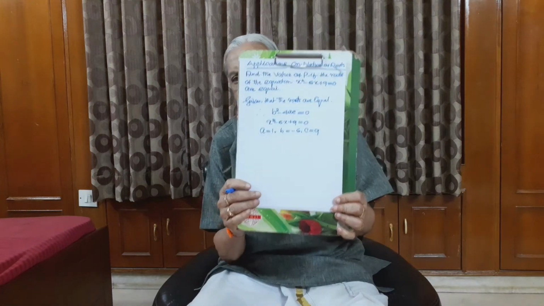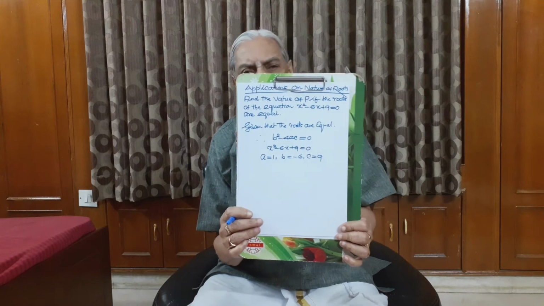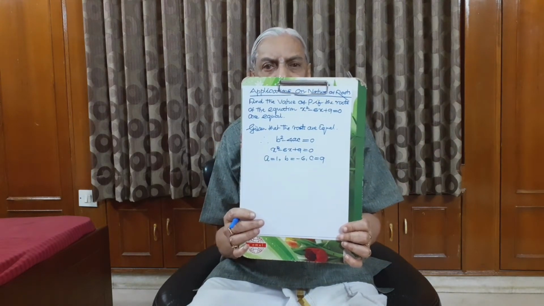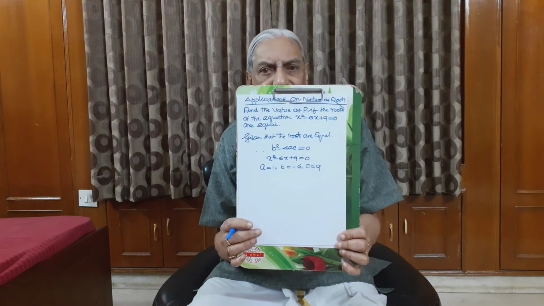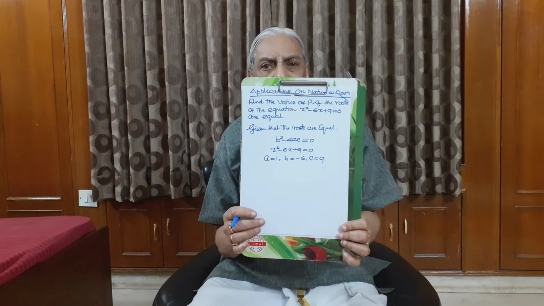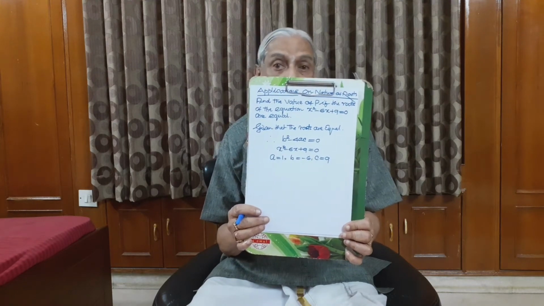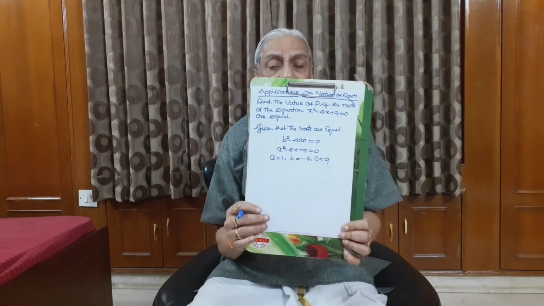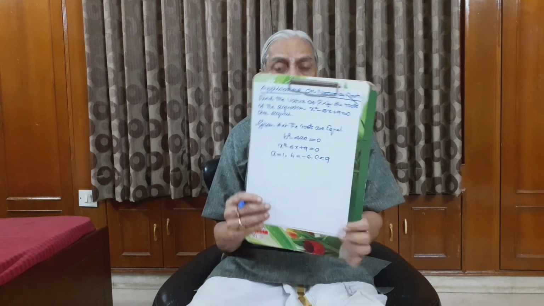Look, x squared minus 6x plus 9 equals 0. What is the value of a? A is equal to 1. What is the value of b? B equals minus 6. What is the value of c? C equals 9. Then, to find the value, I use b square minus 4ac. Why b square minus 4ac equals 0? Because given that the roots are equal.